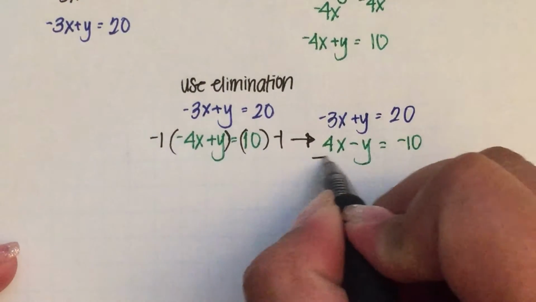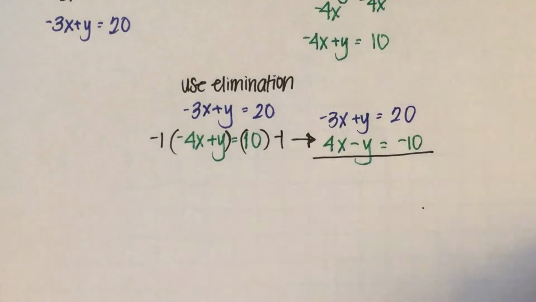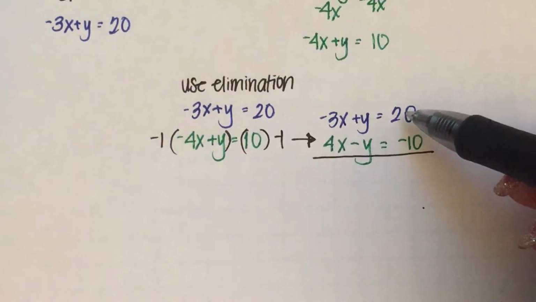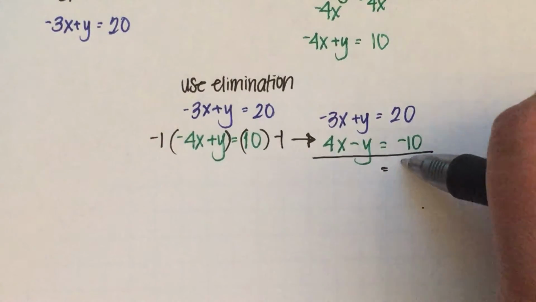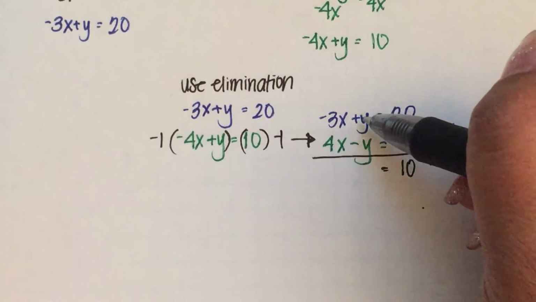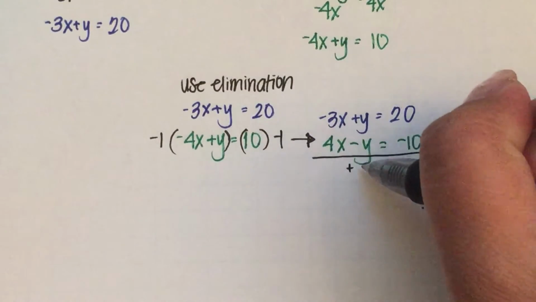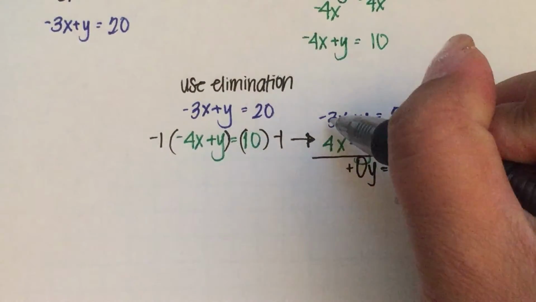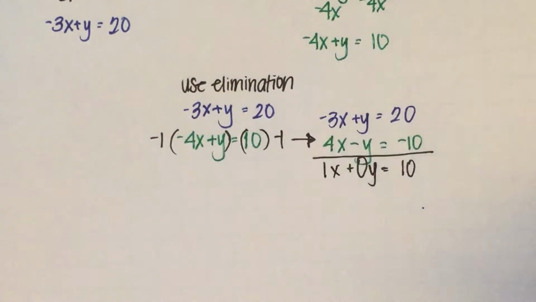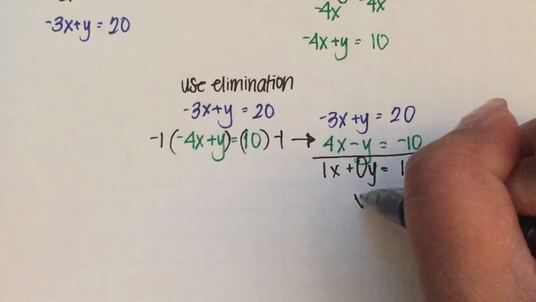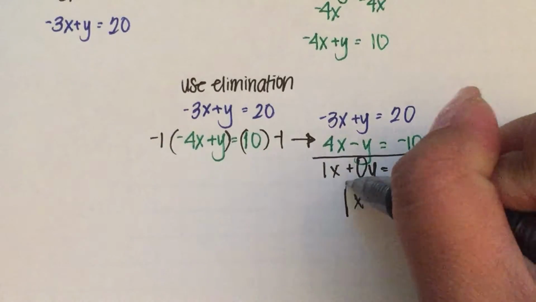Now I'm going to add them together like I would normally add. So we'll start over here. 20 plus negative 10 is equal to positive 10. Y plus negative y is equal to 0y. Negative 3x plus 4x is equal to 1x. So really what that means is x is equal to 10.